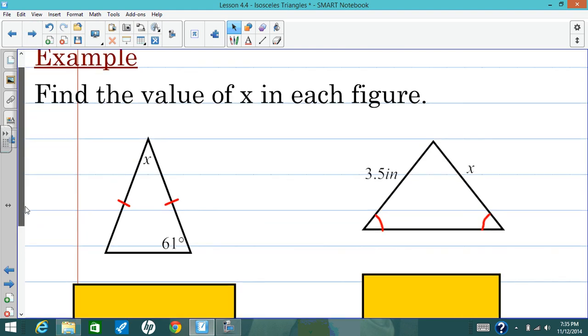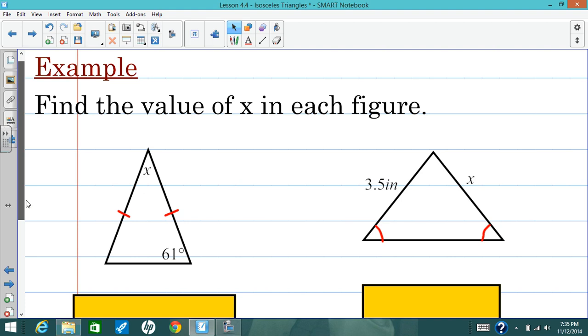So go ahead here, pause this video, and find the value of X in each figure. It should be pretty similar to the previous examples.